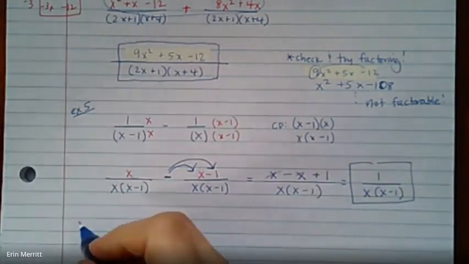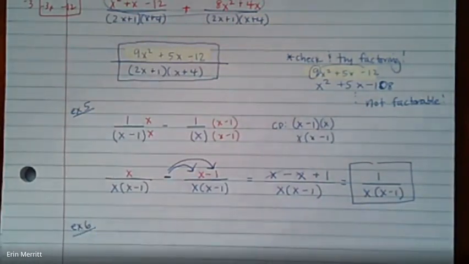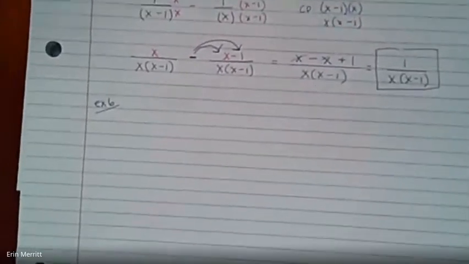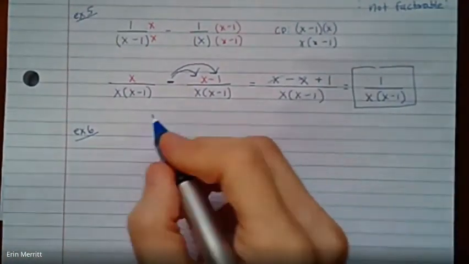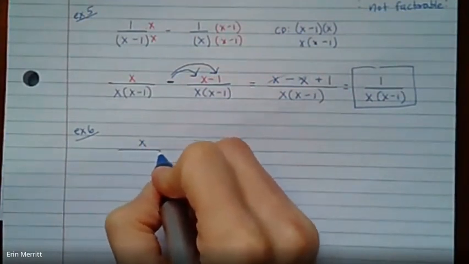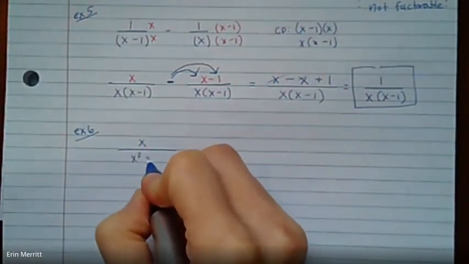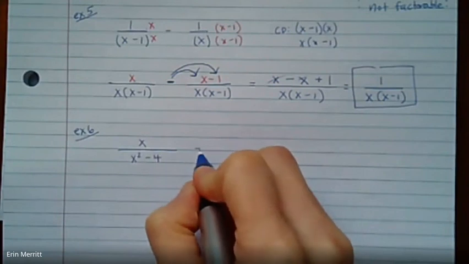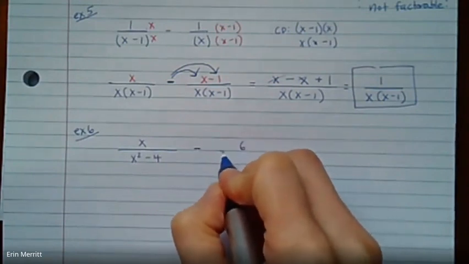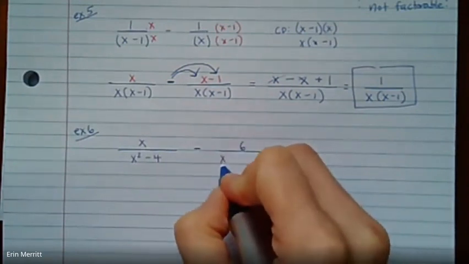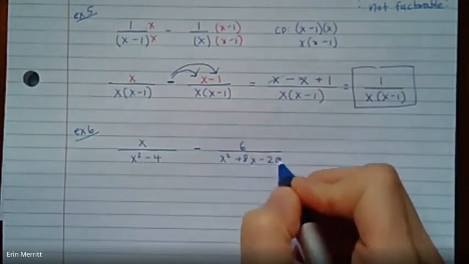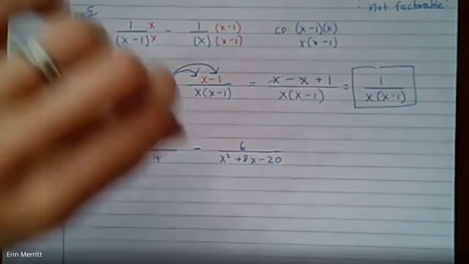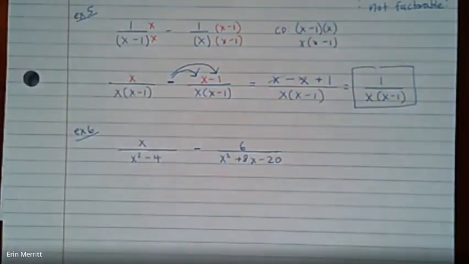All right, the next one, I want to write it down. And we will start class with it tomorrow. So last question. All right, give yourself x over x squared minus 4 minus 6 over x squared plus 8x minus 20. Feel free to think about it ahead of time. Otherwise, we will do this together when I see you next.